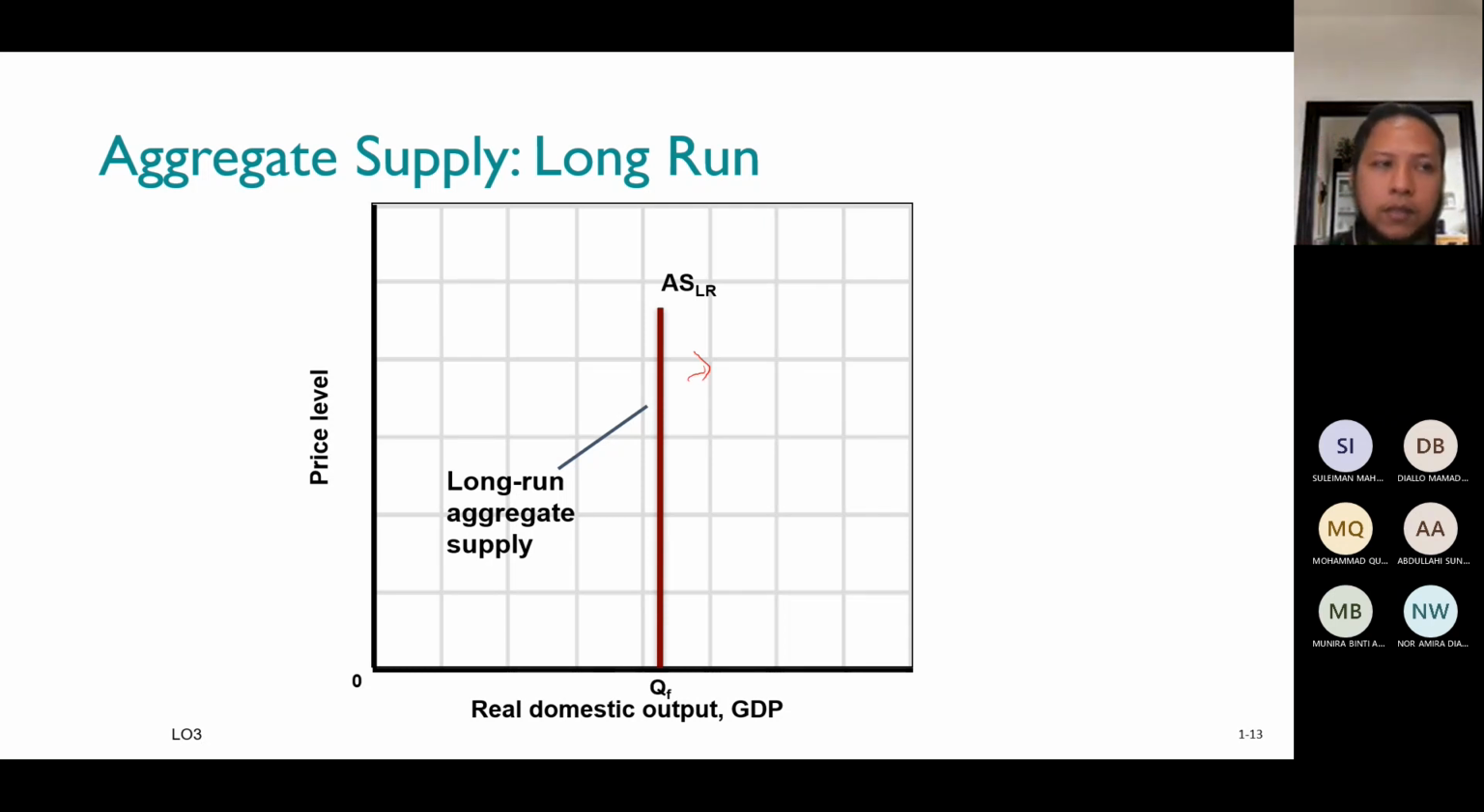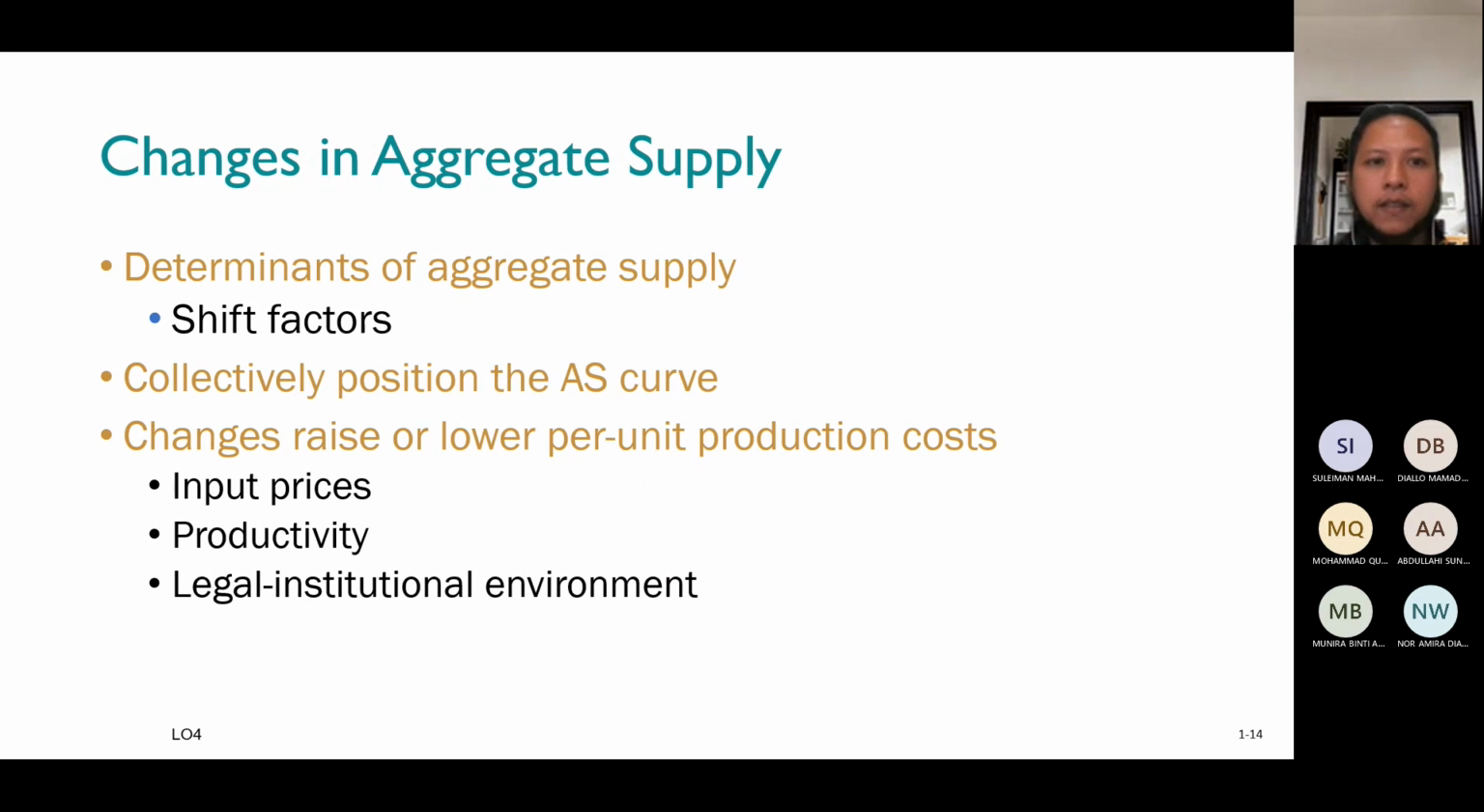So this is just something to show you, and it's good to know the shapes that the aggregate supply curve changes as the time period changes. These are the factors that will change the aggregate supply. But moving forward, we will refer to the short run aggregate supply curve, which is the upward sloping curve, so it's easier to understand.